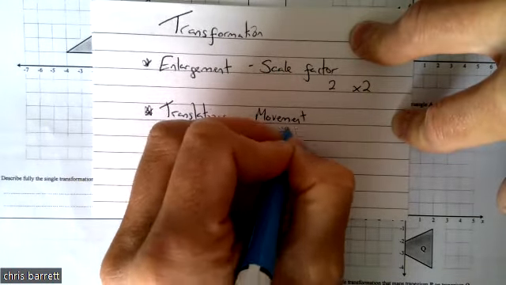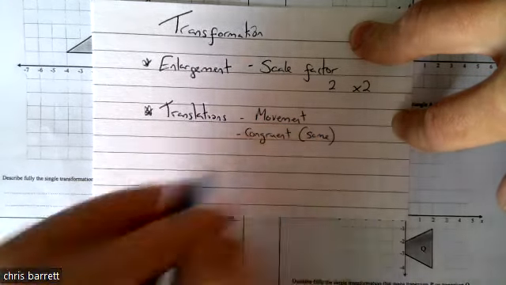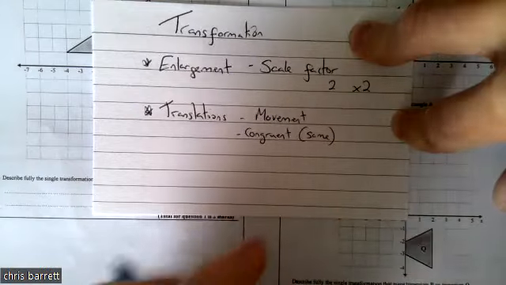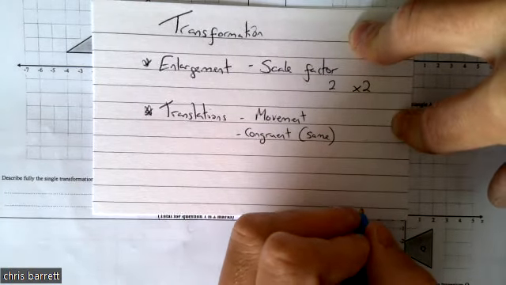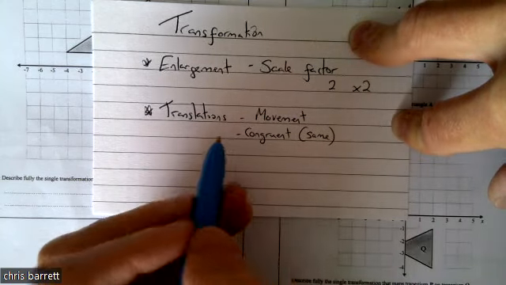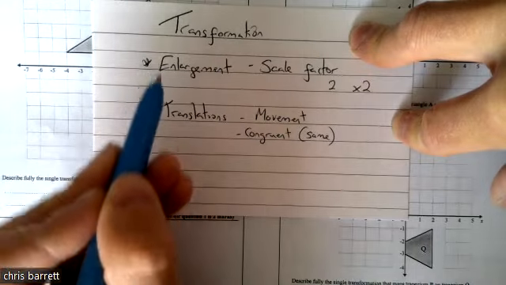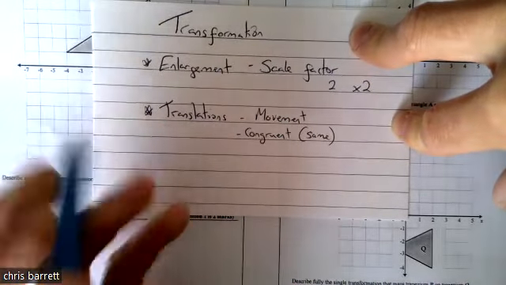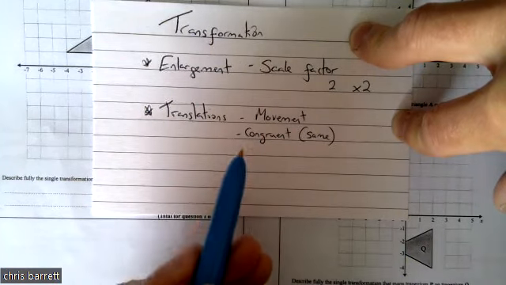So congruent is meaning the same, completely the same. So all the angles stay the same, all of the side lengths stay the same as well. All that we are doing is moving. So, for example, this pen, we could move left and right, up or down. We're not rotating it, we're not enlarging it. It is literally just going from there to another position.